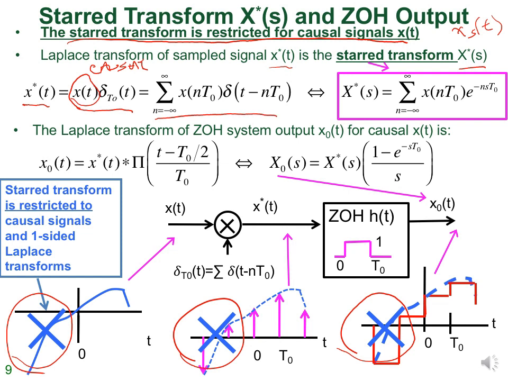The Laplace transform of this is x star of s, which is our starred transform, which is the sum from minus infinity to infinity of x of nt0 e to the minus nst0. By the way, since x of nt0 is 0 for negative n, we can just take this sum from 0 to infinity also. But to be consistent, we'll just keep in mind that this only applies to causal signals.